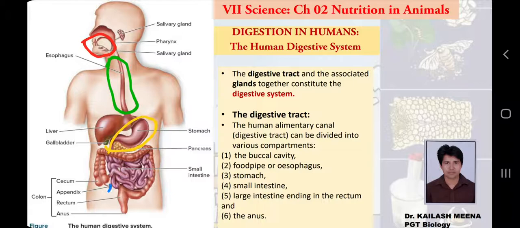Small intestine. See this coiled, very lengthy tube-like structure, this is the small intestine. Large intestine, this structure is the large intestine. Then rectum and the anus. So this is the rectum and this is the anus. Okay, we will discuss all these compartments when we discuss the process of digestion step by step. So let's have a look at the glands.